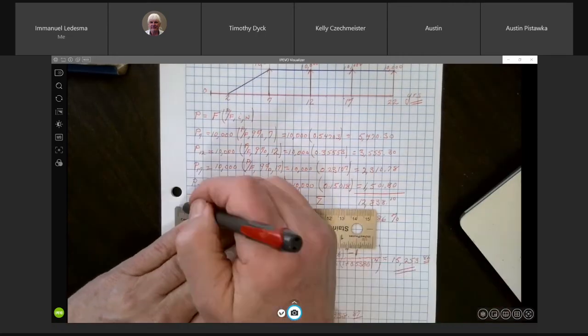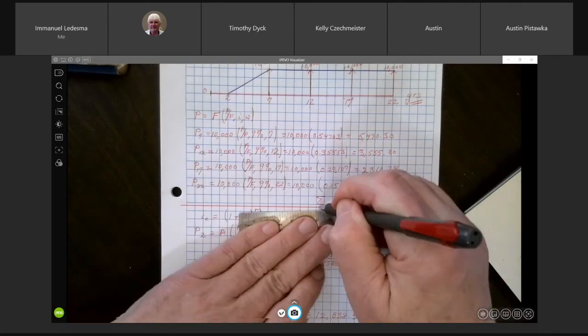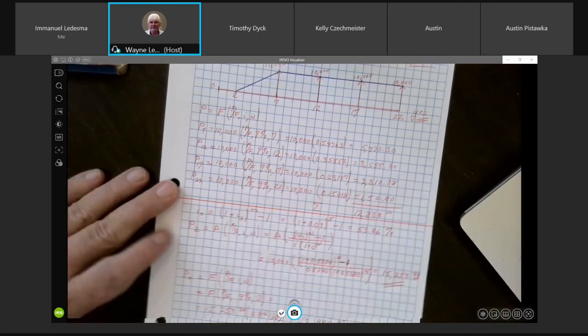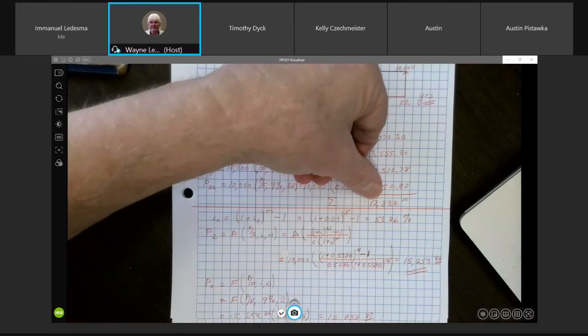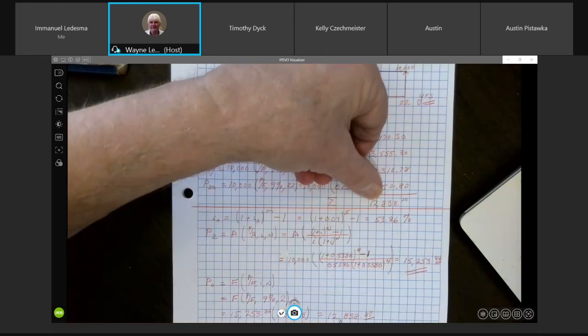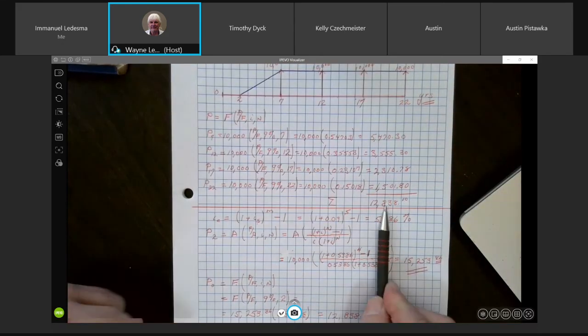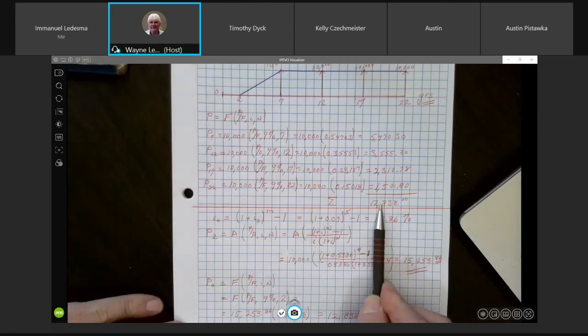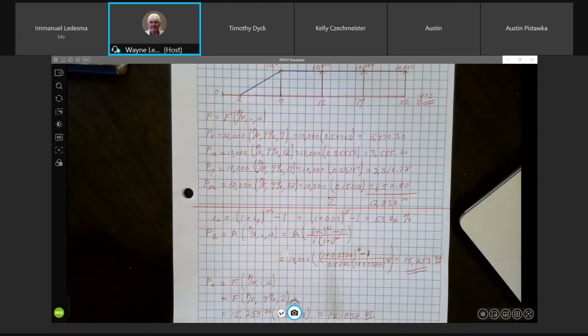Just want to draw a line here, separate these methods. So we'll say, not surprisingly now, this number we just calculated should be the same within round off errors to the number we got on the first method. And it is, within 77 cents. So either method would suffice.